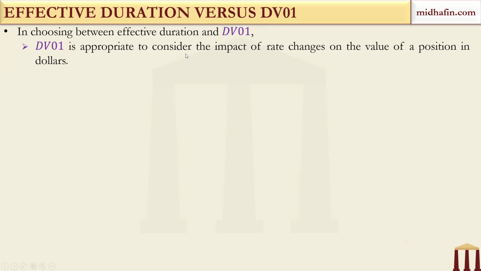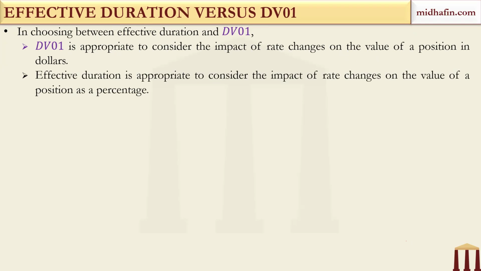First, DV01 is appropriate to consider the impact of rate changes on the value of the position in dollars. So if you are more interested in the change in position in dollar terms rather than in percentage terms, then you would use DV01 as a measure of risk. It will give you the dollar change in the value of the portfolio. Effective duration is appropriate when we are more interested in the percentage change of the position value. In other words, if I want to know by what percent the value of the portfolio will change, then duration is considered effective. So they have their own application depending on what is the appropriate culture within the organization. You can choose between DV01 and duration.